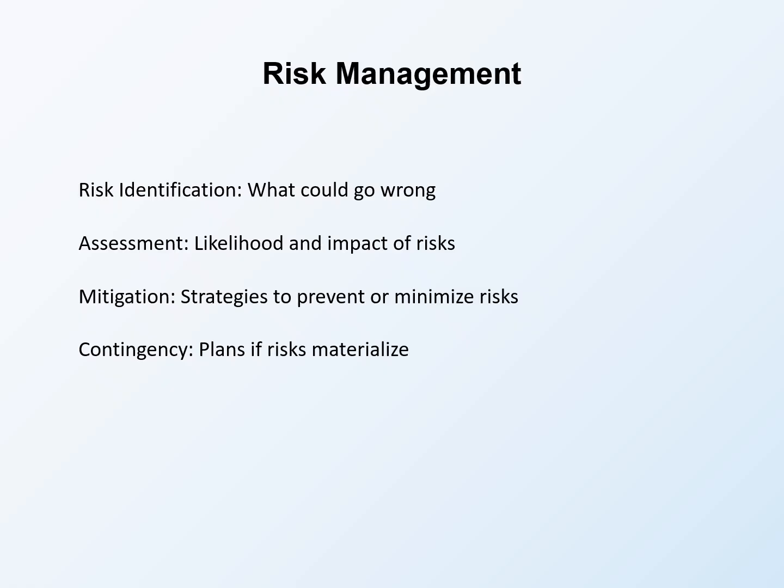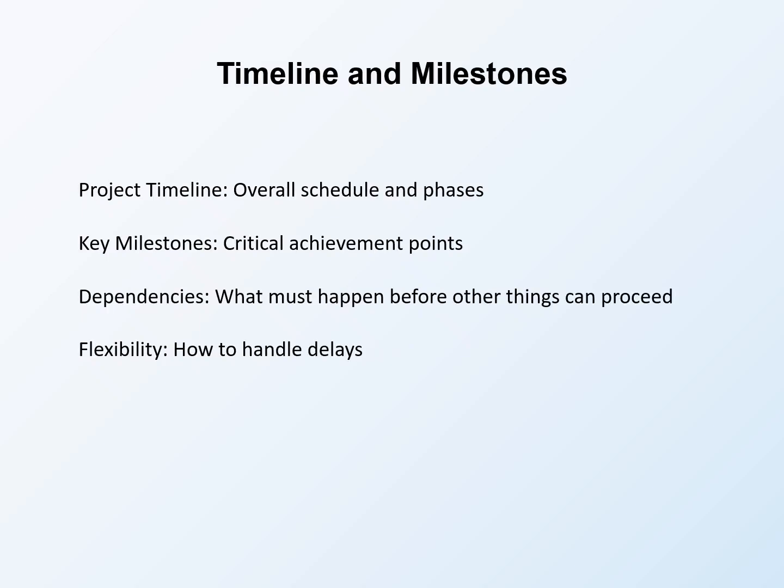Mitigation includes strategies to prevent or minimize risks. What can you do to prevent risks from occurring? How can you reduce their impact if they do occur? Prevention is preferable. Contingency includes plans if risks materialize. Despite prevention, some risks may occur. What is your backup plan? Contingency planning demonstrates foresight.